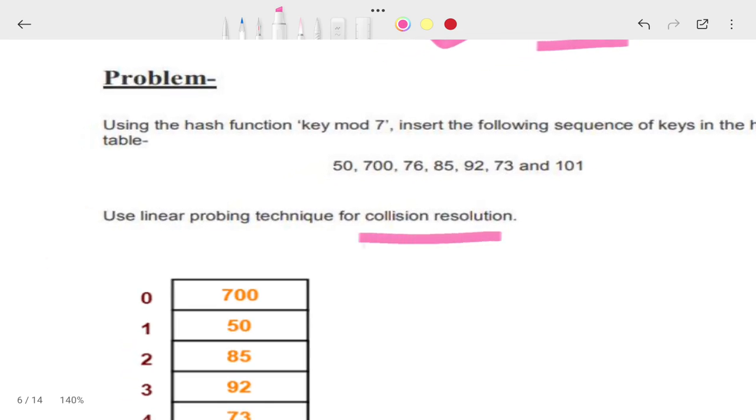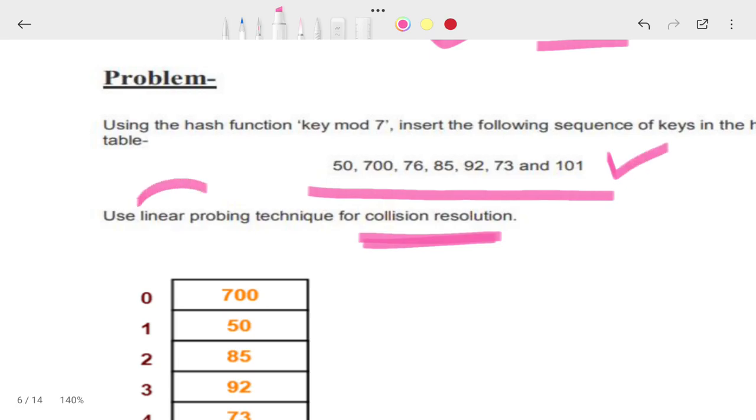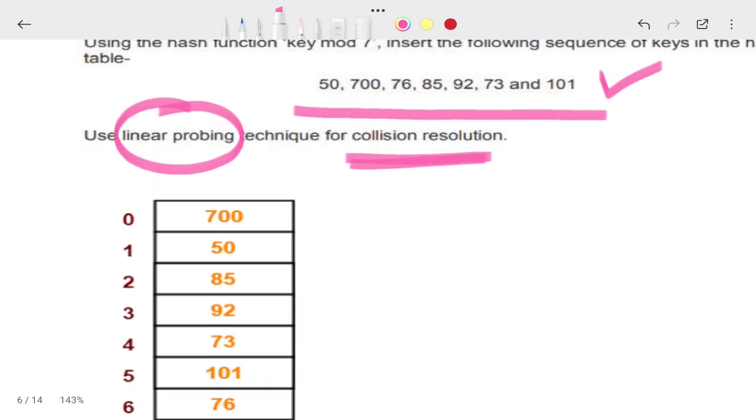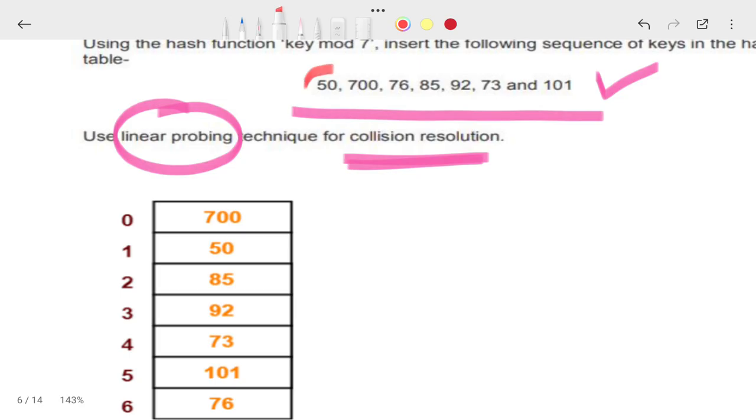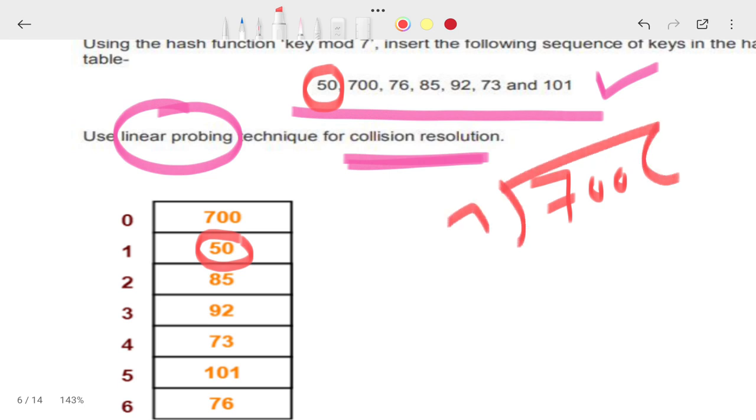Now at first I am trying to solve this question. My data is 50, 700, 76, 85, 92, 73 and 101. I have to use linear probing. Okay, so how to solve? I will divide this 50. 7 7s are 49, remainder 1. So at 1 I will place 50. Done. Now 700, if you divide by 7, 7 1s are 7, so 0 is coming. So at 0 I will place 700. Done.